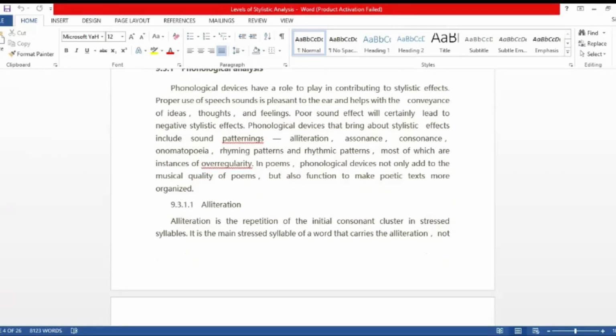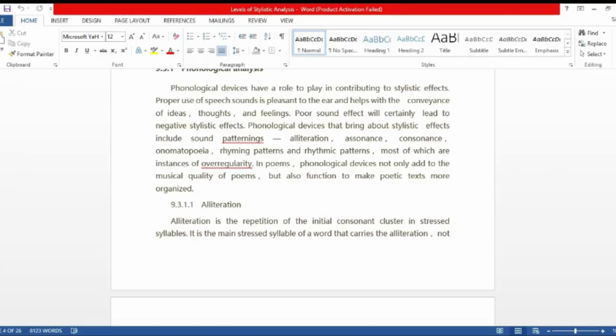So in poems, phonological devices not only add to the musical quality. These sounds create music within poetry when you read them on a piece of paper and when you listen to them, when they are recited or when they are spoken. But this is not the only purpose, that they should make it very musical and aesthetically pleasing. They also serve a very intrinsic, inherent, basic function: they organize texts and give a kind of coherence to ideas within a poem.